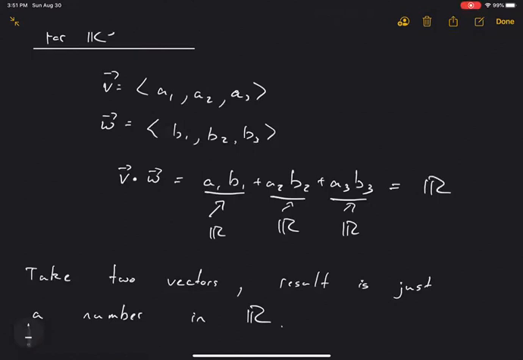So I'm taking two vectors, and if you want to call it multiplying, I'm taking the dot product of them. It's sort of like a multiplication. I'm taking two vectors in R3, I'm taking the dot product, and my result is just a single number in the real numbers, in R.